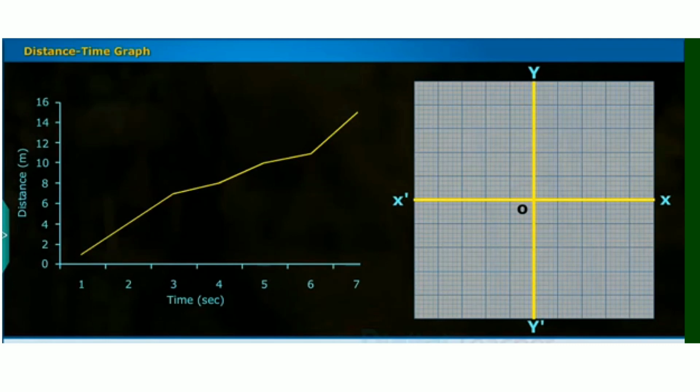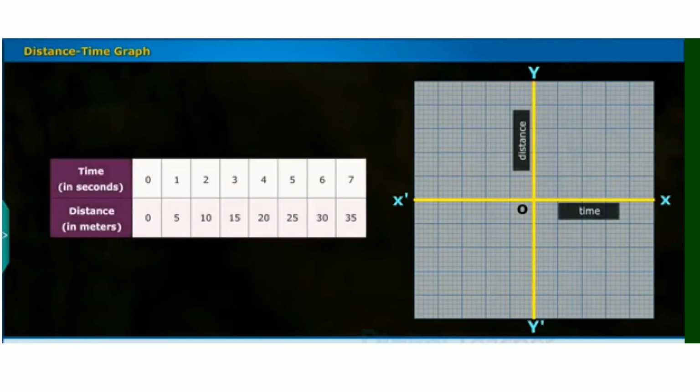The two quantities between which the graph is drawn are shown along these two axes. Generally, the positive values are shown along OX on the x-axis and along OY on the y-axis. Let us draw the distance time graph of the data given in the table for the motion of a car. Decide the quantity to be shown along the x-axis and that to be shown along the y-axis. In this case, we take the time along the x-axis and the distance along the y-axis.